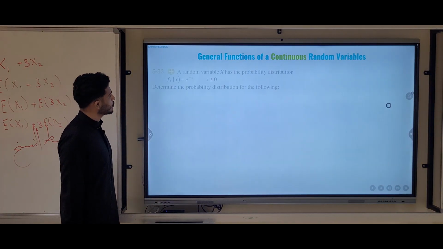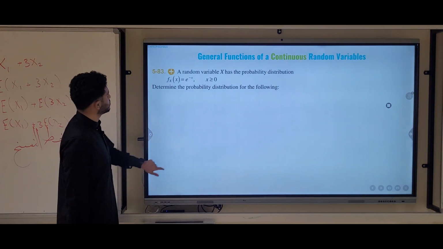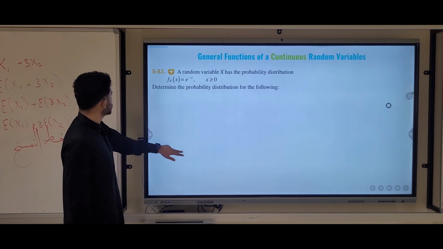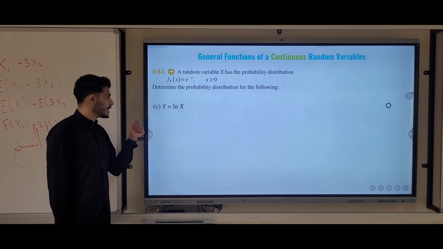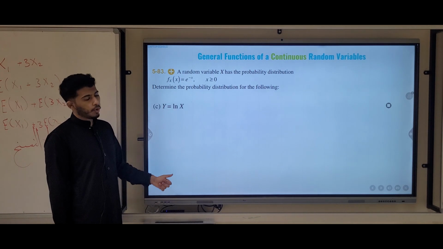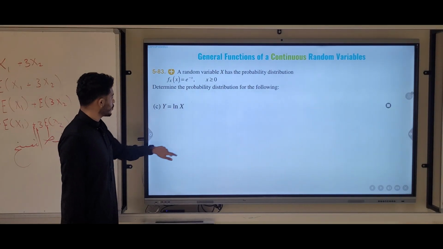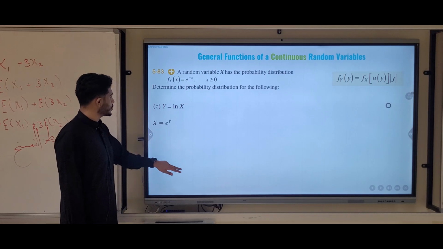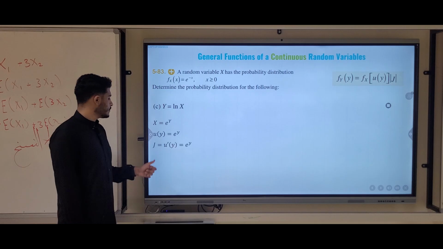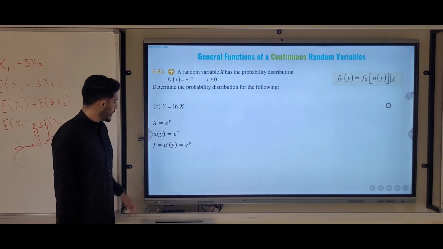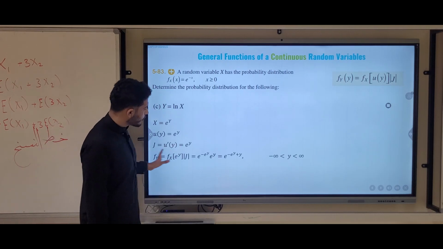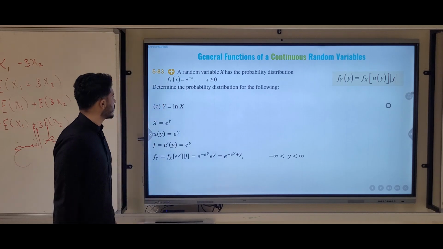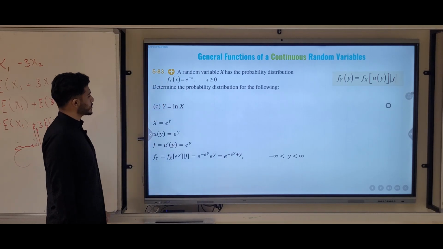Okay, the final question of the chapter. This is the function that we have. We want to make it in terms of y instead of it being in terms of x. So what do we do? We take the exponential of both sides and we end up with this expression here, and this is going to be our u of y, and when we take the derivative, this is going to be the Jacobian, and with this we can just put everything together and eventually arrive at the answer.